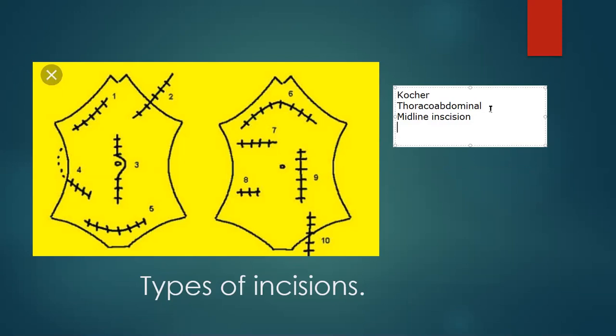I understand Bado is big, but Bado contains stuff. So number four, they write right oblique in Bado, but this is actually number six. If you look at number six, it's the same thing. So this is actually a McBurney incision, just like your gridiron. This is the McBurney, or let's say gridiron, incision.